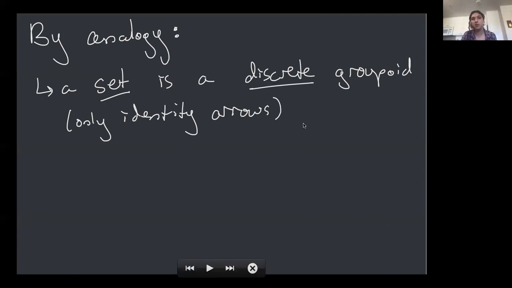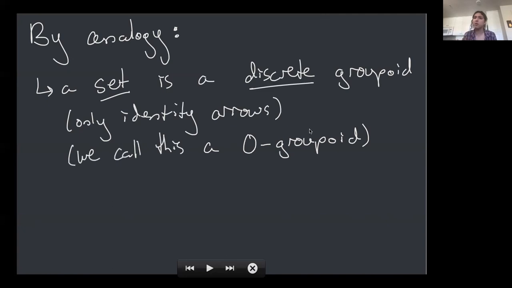So a set is a discrete groupoid. So it's a category whose only arrows are the identity arrows. And we think about that as being a zero groupoid. It recovers information about the points of a topological space, but it doesn't recover any of the actual topology. So it's not super interesting.